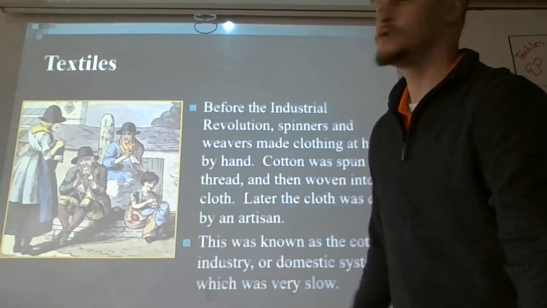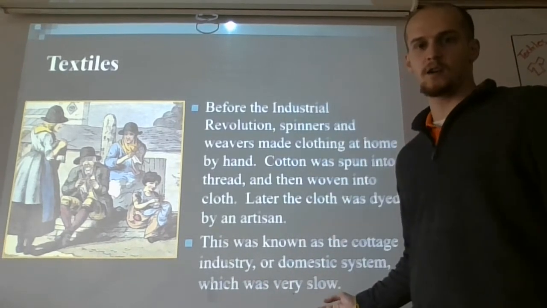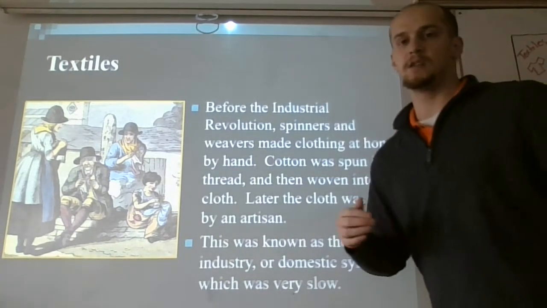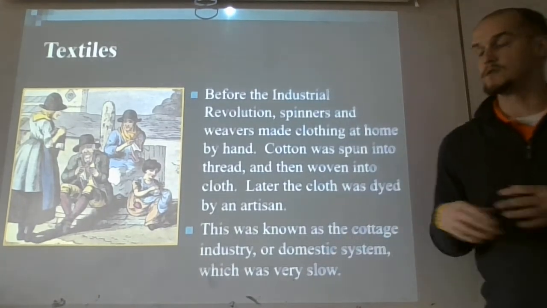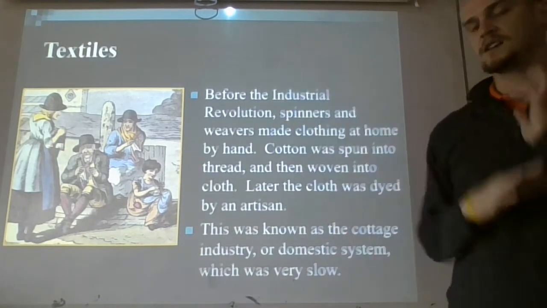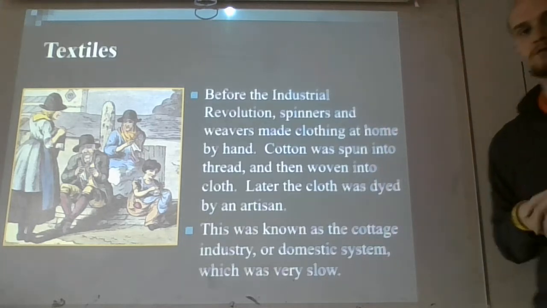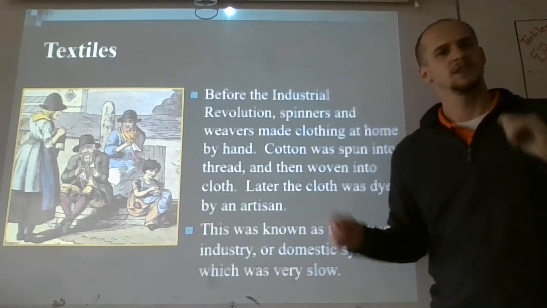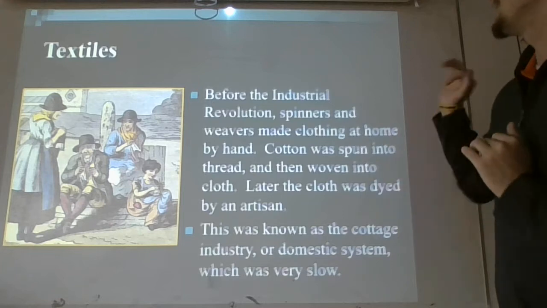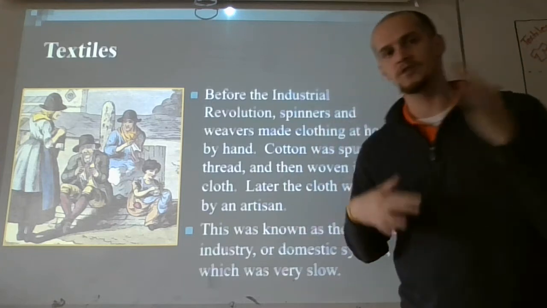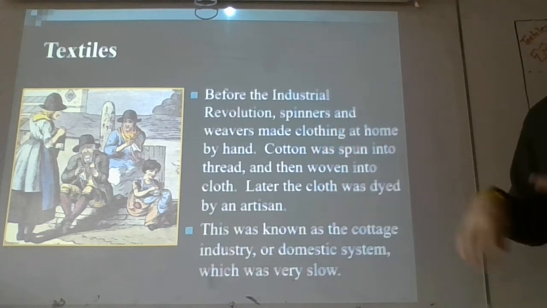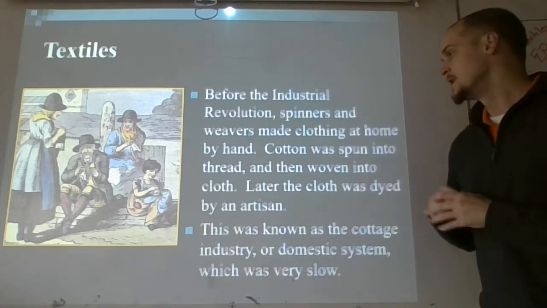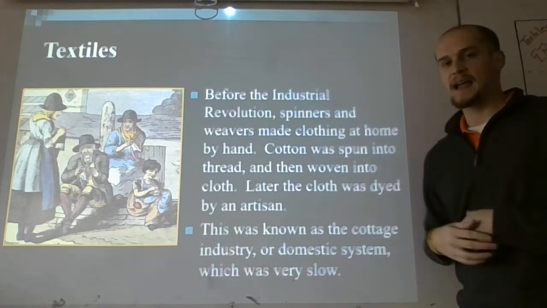So again, you do not have to write everything that you see here word for word. You can put it in your own words. You can shorten. You can summarize, whichever it is that you need to do. But before the Industrial Revolution, so textiles has to do with cloth, clothes, sewing things together. And before that, all of your spinners, all your weavers, all your sewers, they were having to do this by hand. So they're at home putting everything together by hand.